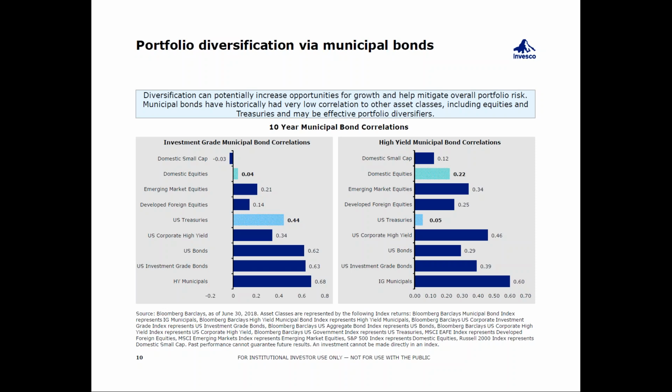And what we're looking at here is the fact that munis just don't show high correlations to other asset classes, particularly U.S. equities, as well as foreign equities, and then even to U.S. Treasuries. So, on the investment grade side of the market, you'll find that the correlation to equities is quite low. Domestic equities are represented by the S&P 500 here at just 0.04. And then if we look at the correlation to treasuries, we're at 0.44.